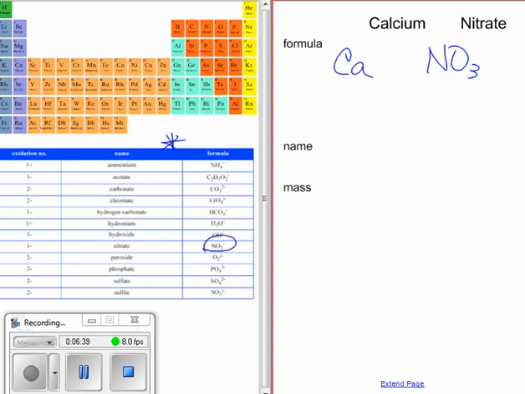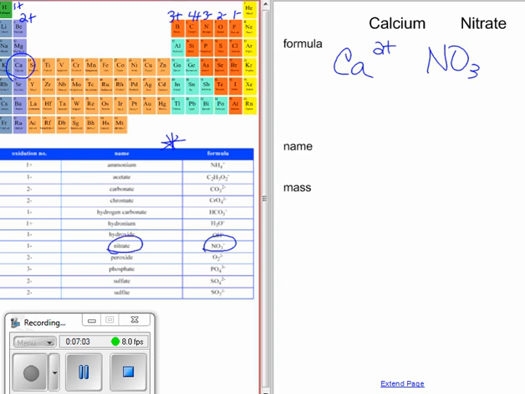The next step is to figure out our oxidation numbers, which I need to write in real quick. If I look up calcium on my periodic table, it's right here, and my oxidation number is 2+. And my oxidation number for nitrate, which is listed on your polyatomic ion sheet, is 1-. You can write that as just a plain minus or 1-. All right, I note that my positive ion is first, my negative ion is second.